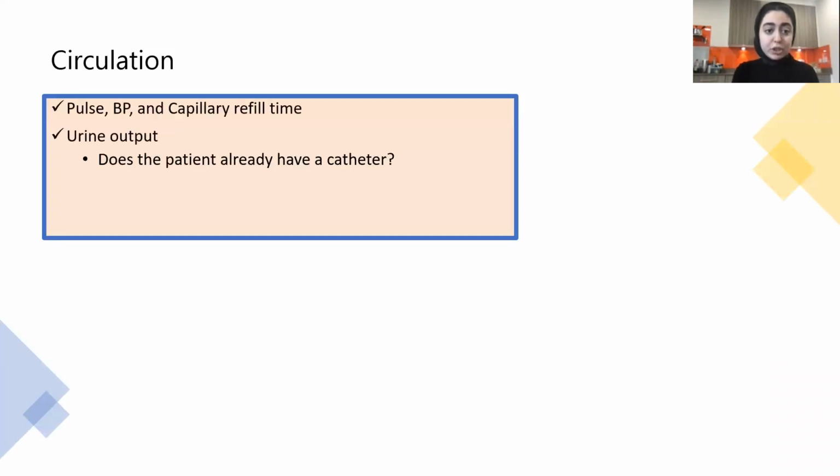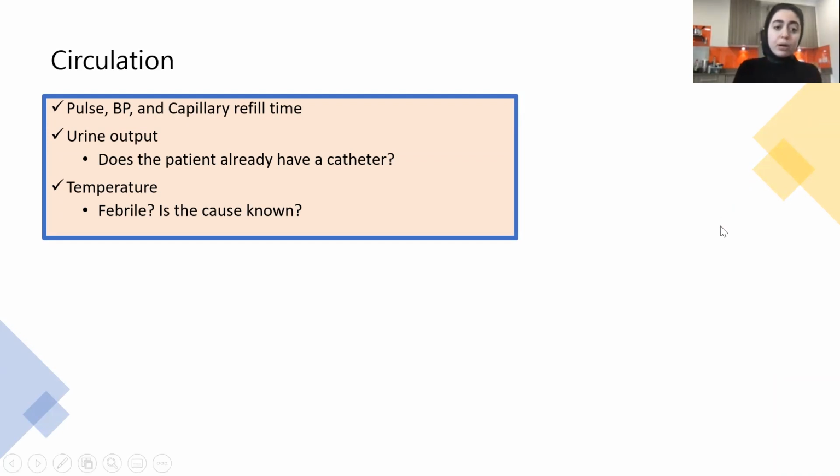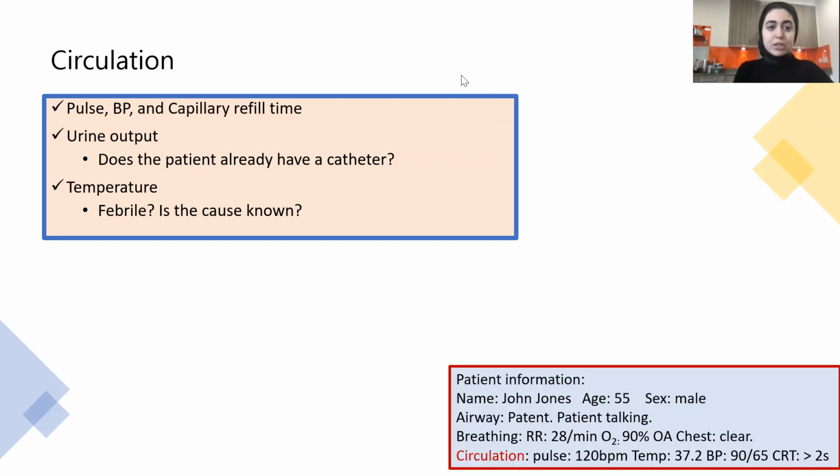So in circulation, we want to see if our patient has any evidence of shock. So we check pulse, blood pressure, capillary refill time, urine output, and temperature. Now, just before moving on to our patient's results, what will set you aside from your colleagues in this station is when you're checking the pulse, the examiner will give you a number, let's say like our case, 120 beats per minute. You can ask a few additional questions like, is the pulse regular or irregular? Is the pulse weak? So this will just show the examiner that you're thinking beyond your level or the level that you're at, basically.